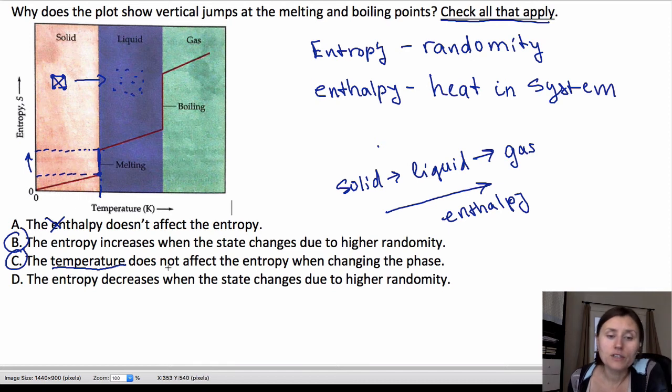The entropy decreases when the state changes due to higher randomity. So it says the entropy is actually going down when the state changes due to higher randomity. Well, this is obviously incorrect. The entropy goes up and randomity goes up because the state changes. That's what happens, not the opposite. So this D part is incorrect. So the correct answers here are B and C.